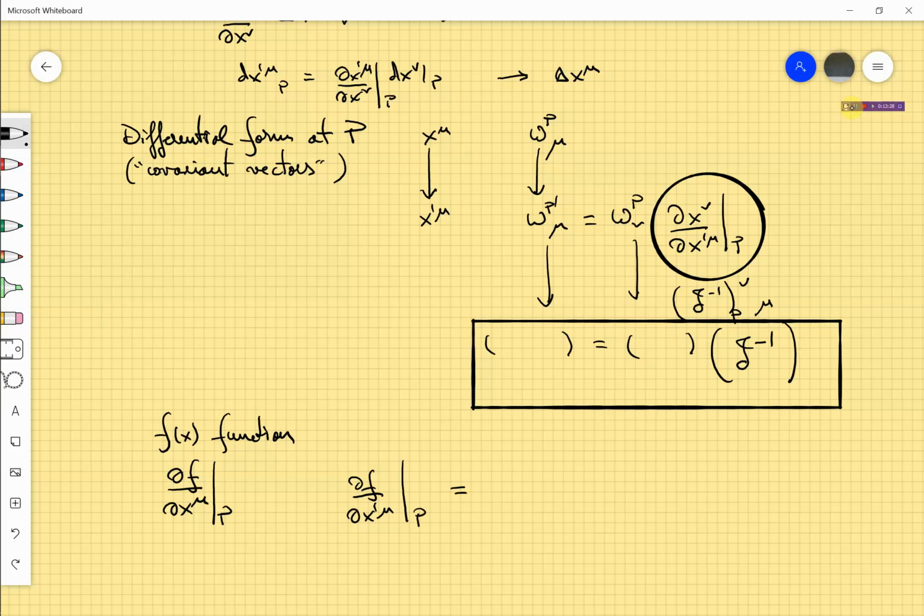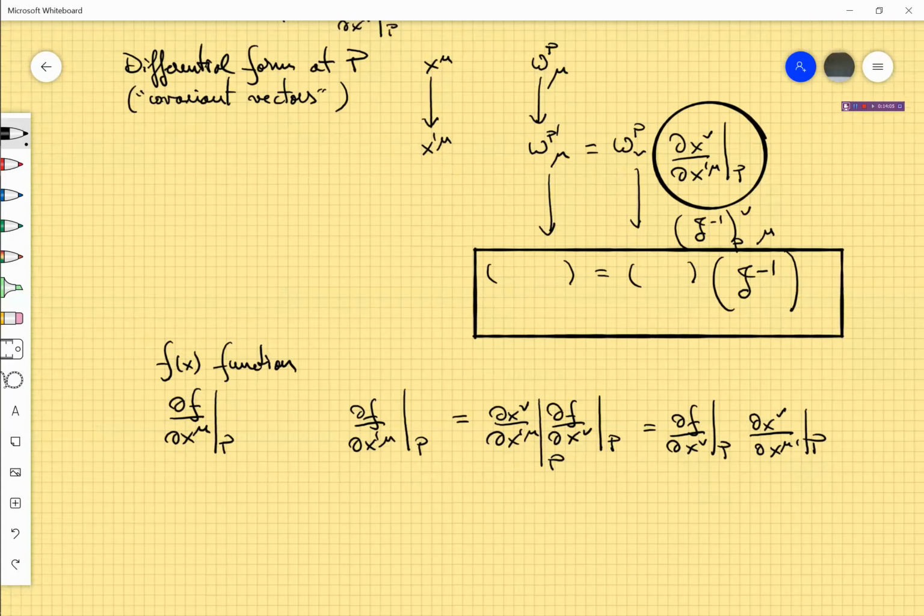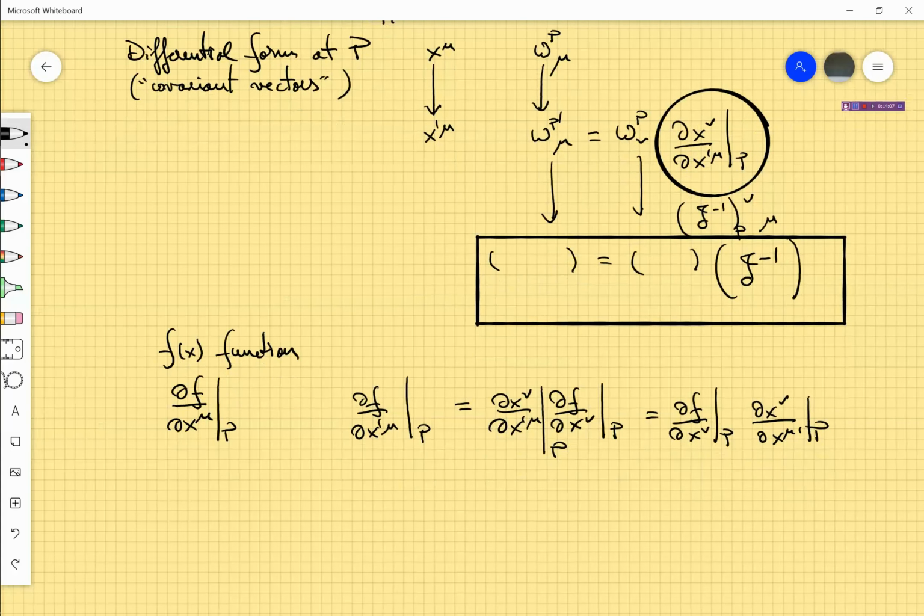So we again apply the chain rule. Sorry, this is f, and this is x nu. This we have to evaluate at p. Of course, this is just a set of numbers, so the fact that I write them in one order or the other doesn't really matter. So it fits the definition of differential forms.